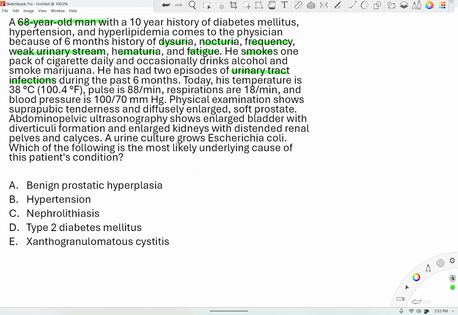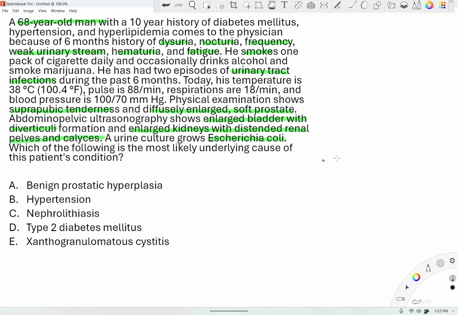Physical examination shows suprapubic tenderness and a diffusely enlarged soft prostate. Abdominal pelvic ultrasonography shows an enlarged bladder with diverticuli and enlarged kidneys with distended renal pelvis and calyces. A urine culture grows E. coli. Which of the following is the most likely underlying cause of this patient's condition? Oh, there's a lot of things going on. Okay, so number 1, let's look at this.